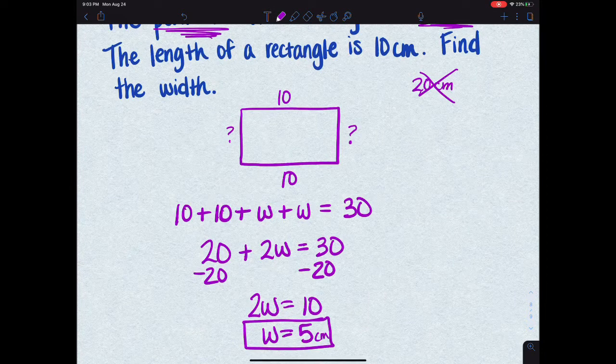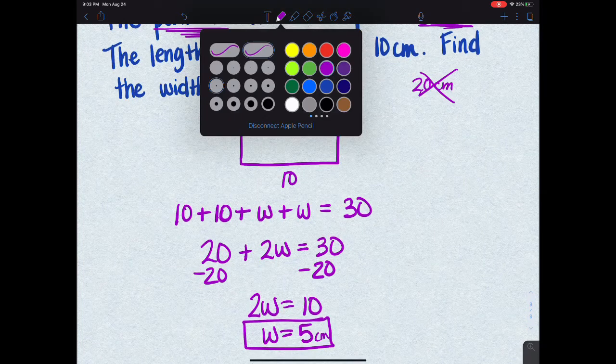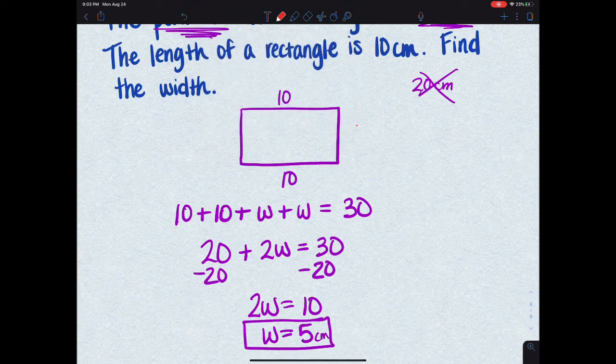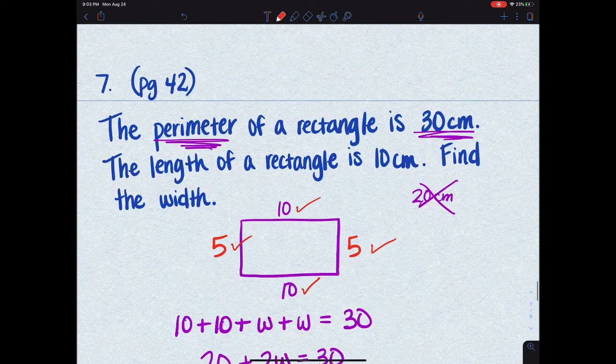And there is a way to check it, right? So if we go back to this original rectangle and we put a 5 right here and a 5 here, then you do 10 plus 10 plus 5 plus 5. Does that equal 30? And it does. So that should be the right answer, but let me look in the book. This was problem 7. Yep, it's 5 centimeters is the answer.